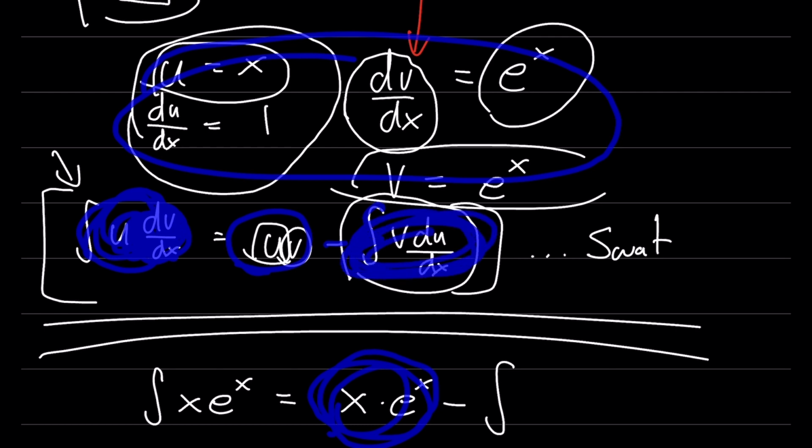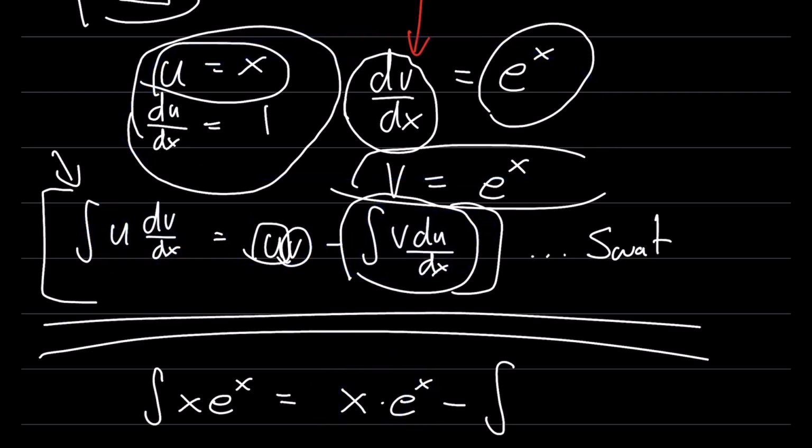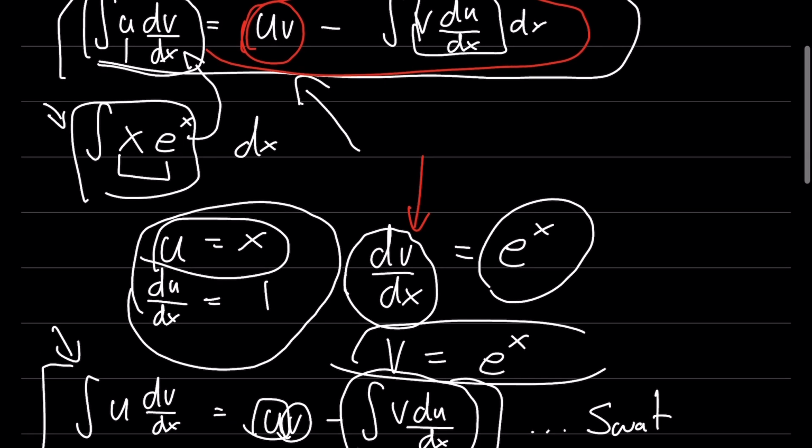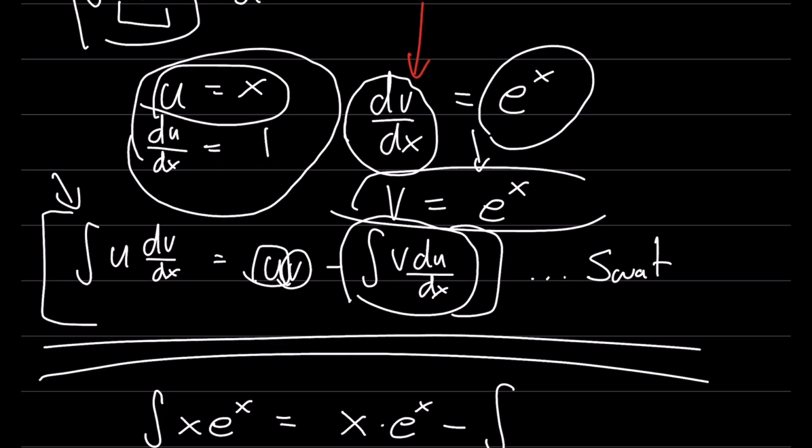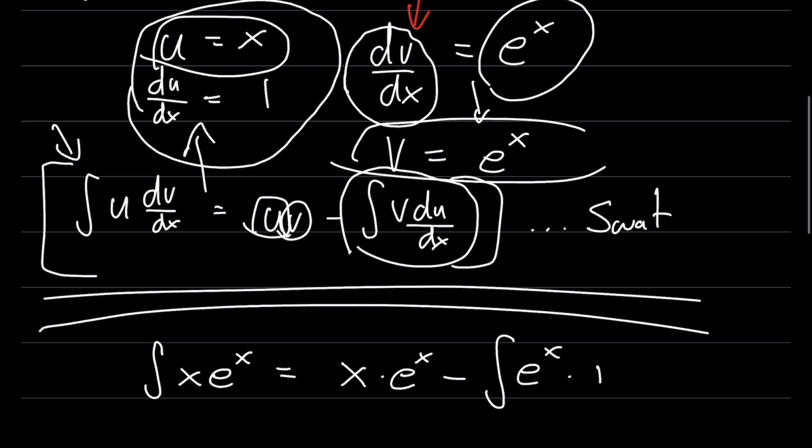So in this case, if we have the integral of v du by dx, what can we say? Well, we already have a value for v, and this is getting really messy really fast. Our value for v is e to the x times du by dx, which is just 1. The du by dx is right here. And we've actually just solved our integration by parts thing.